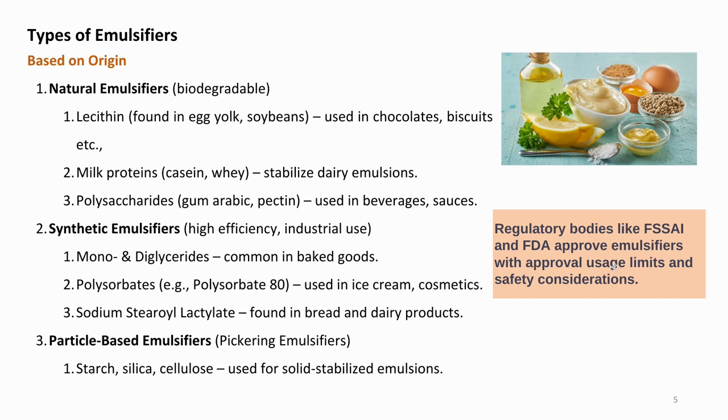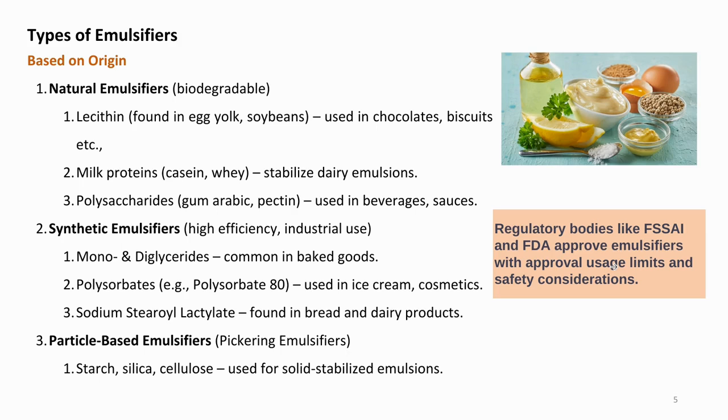in beverages and sauces. And synthetic emulsifiers, which have high efficiency and wide application in the industrial sector, include mono- and diglycerides, which are very much applied in baked goods. Polysorbate, for example polysorbate 80, has much application in ice cream and cosmetic industries. And sodium stearoyl lactylate, another emulsifier, SSL, which has the number E481, is a versatile emulsifier with wide application in baked goods and other processed foods to improve texture, enhance volume, and extend shelf life.